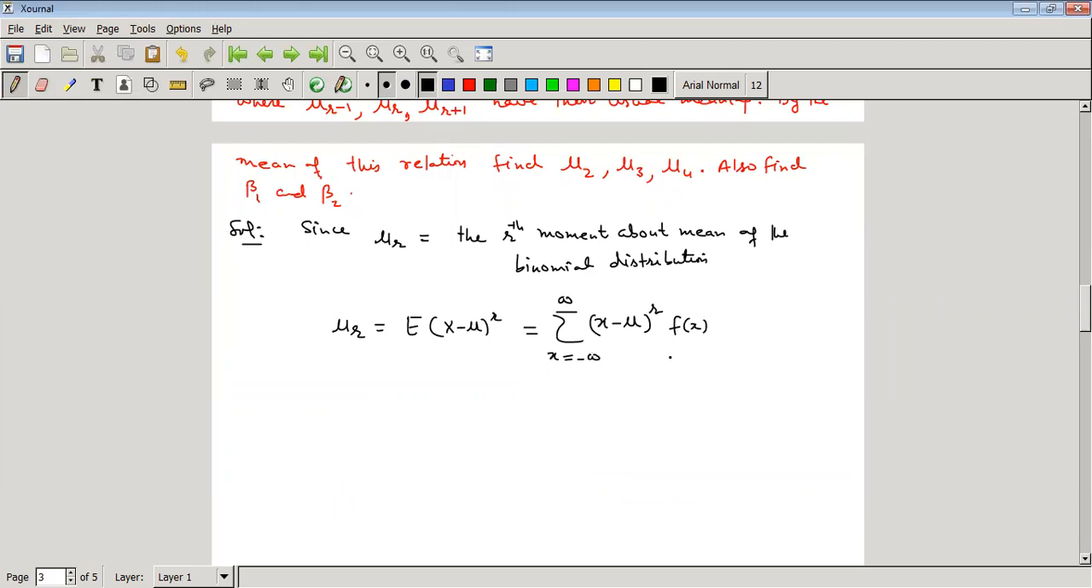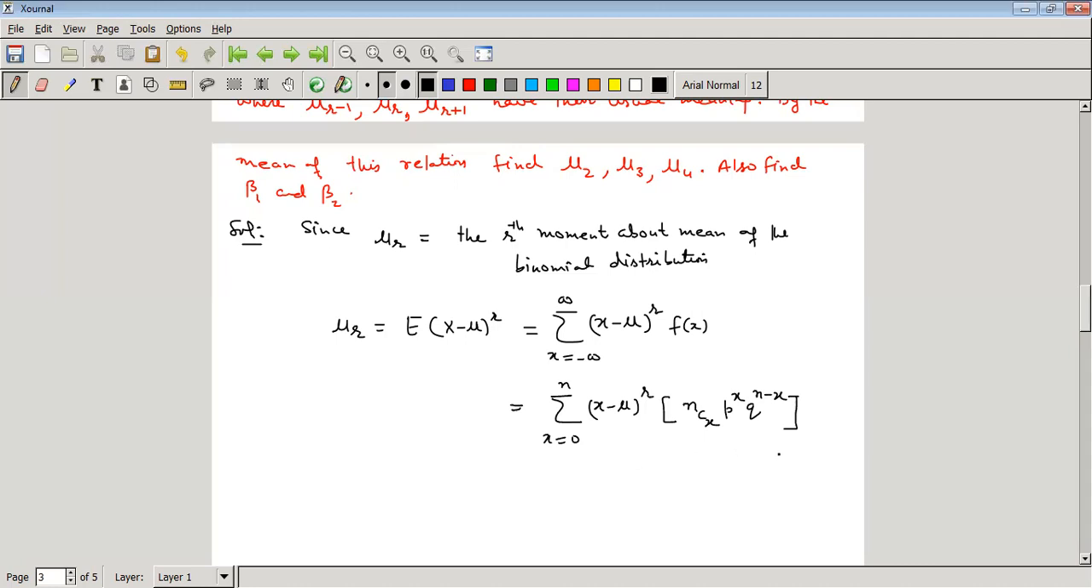And because f(x) is defined from 0 to n only, we can write the summation x equal to 0 to n of (x minus mu) to the power r into, what is f(x) for the binomial distribution? nCx p to the power x q to the power n minus x, where q is equal to 1 minus p.